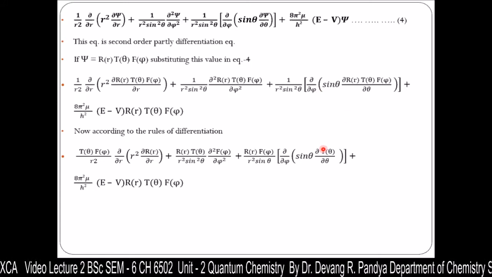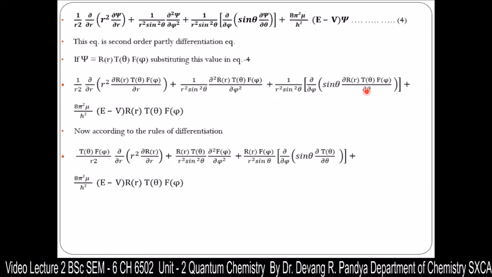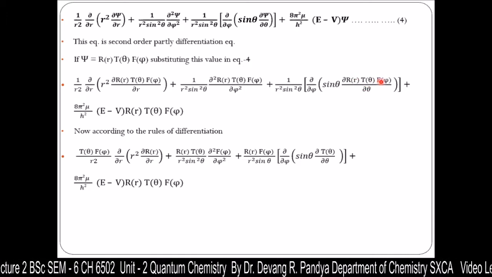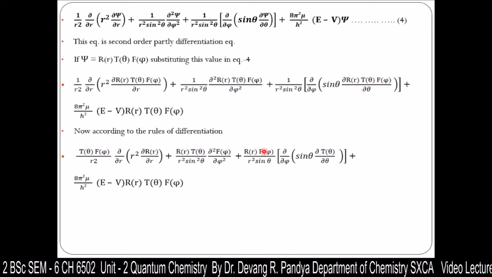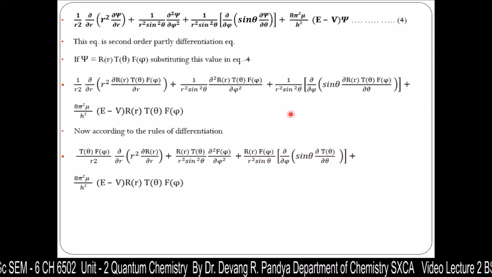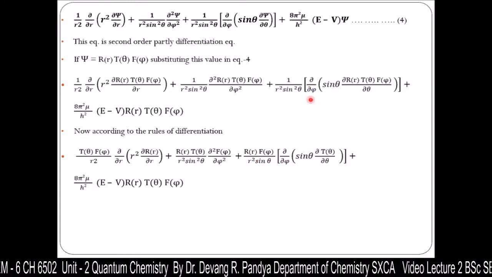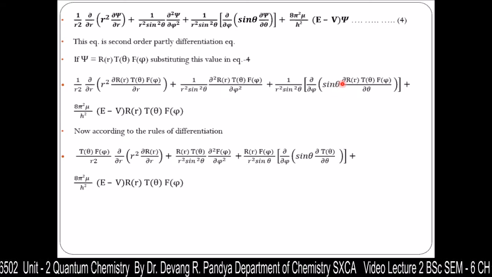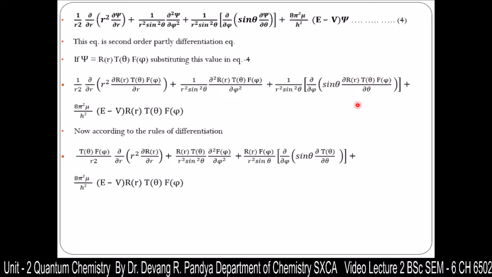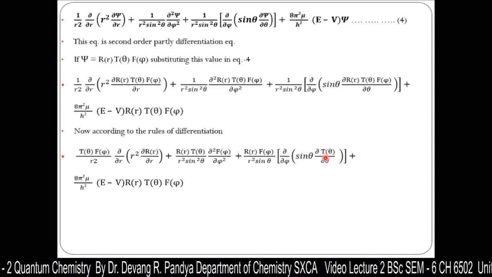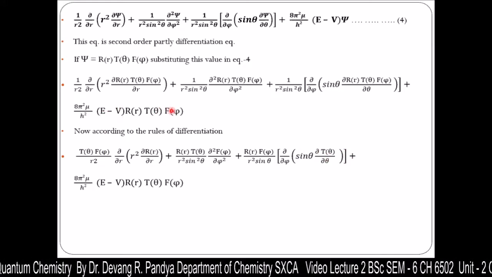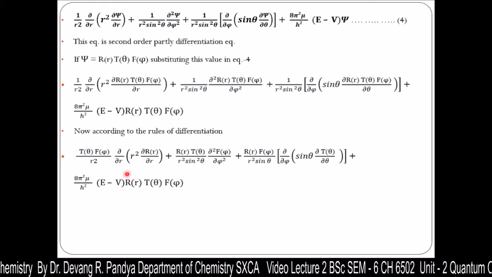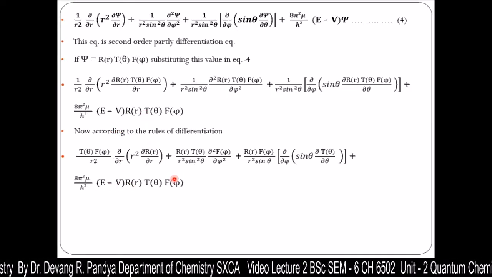And here this equation is based on the theta differentiation, so Theta remains over here. R and Phi can be kept outside, so R Phi upon r square sine theta d by d theta of sine theta into dTheta by d theta, where you can take only the theta based variable. Plus this remains the same, 8 pi square mu upon h square, E minus V, R Theta and Phi.